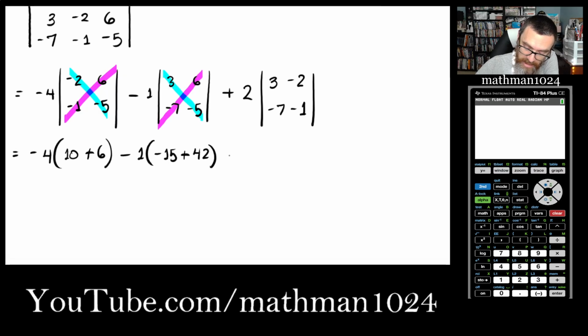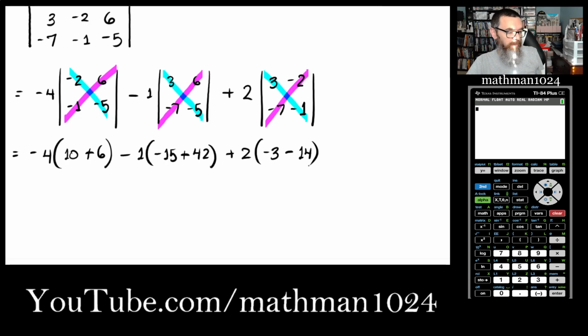And then plus 2 times, this product is negative 3, minus the other product there is positive 14. So it stays minus 14. And then from here, we just keep working this out.